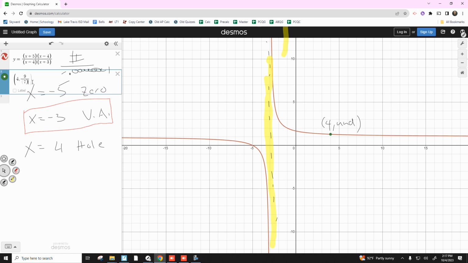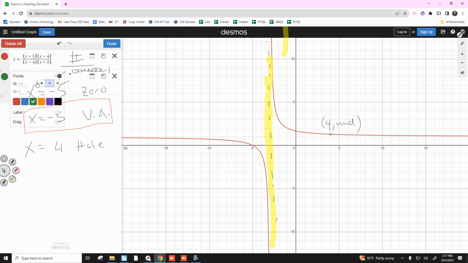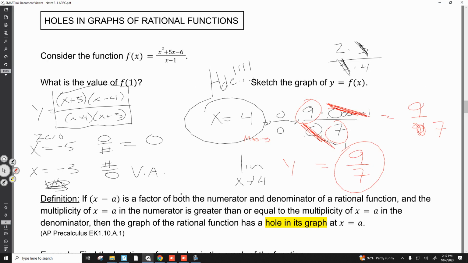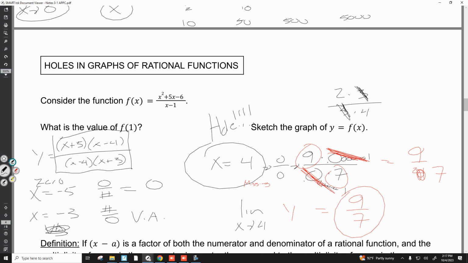However, it's not a point on the graph. It is a hole. We went over it for undefined, but we can see it has a location. It's not going to be an infinity. What this means to you guys is zeros over zeros are indications that you have holes. Guess what? You're going to need to find the location.